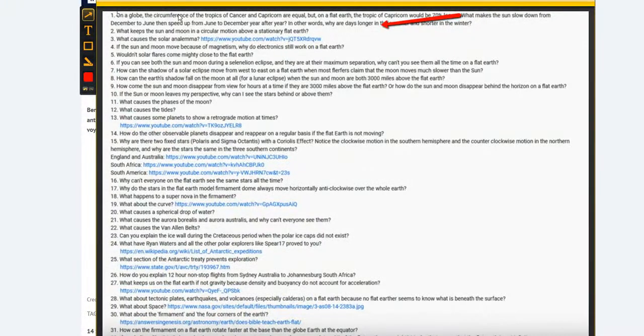So the first question that was asked is, on a globe, the circumference of the Tropic of Cancer and Capricorn are equal. But on a flat Earth, the Tropic of Capricorn would be 70% longer, okay? And the second part is what makes the sun slow down and speed up.